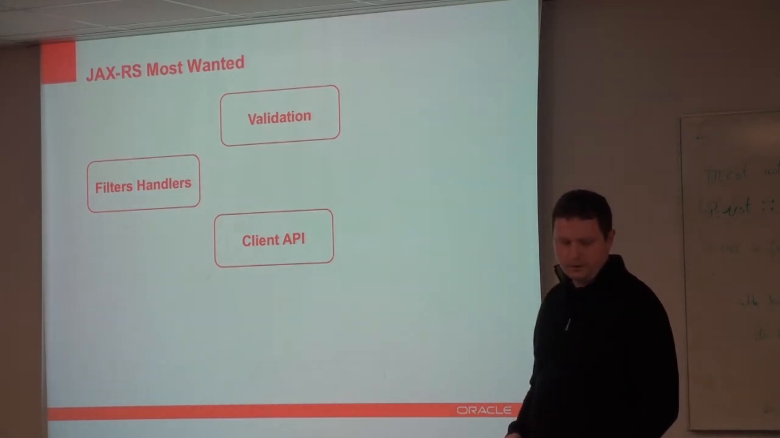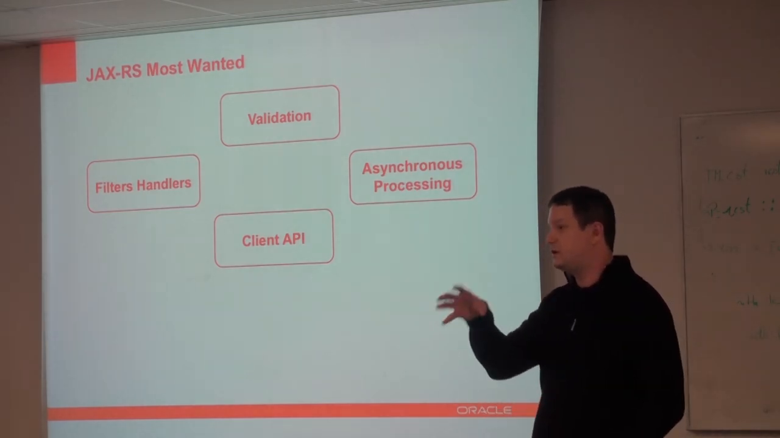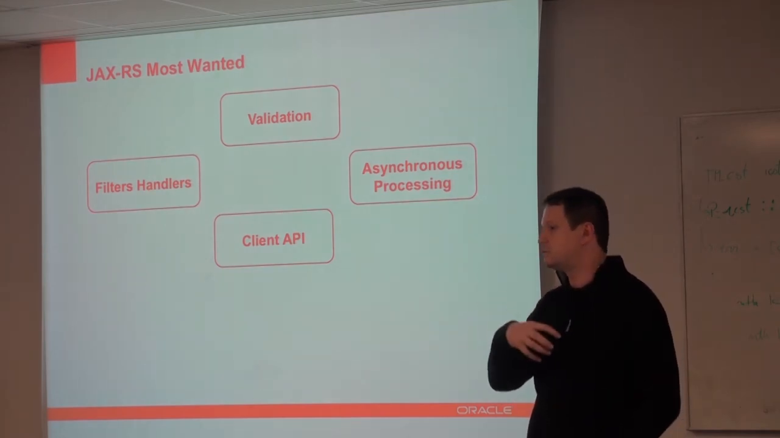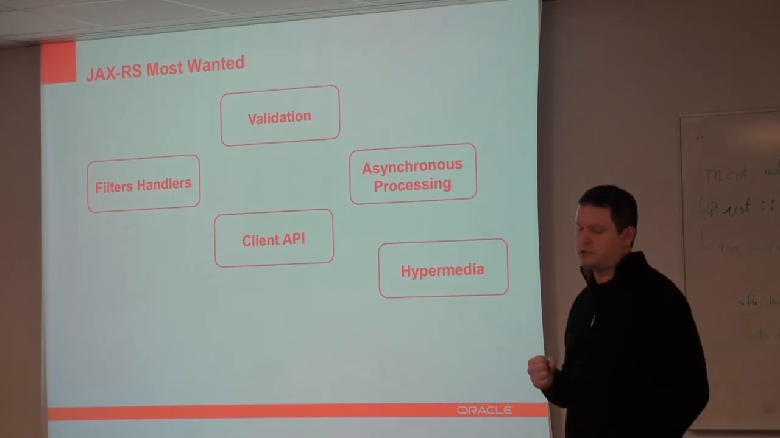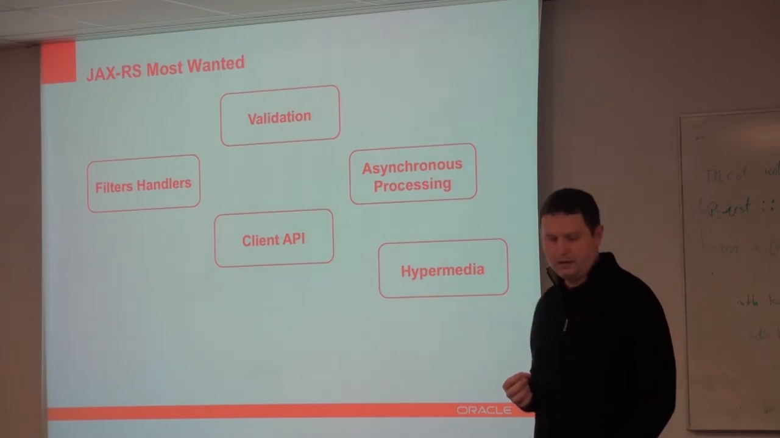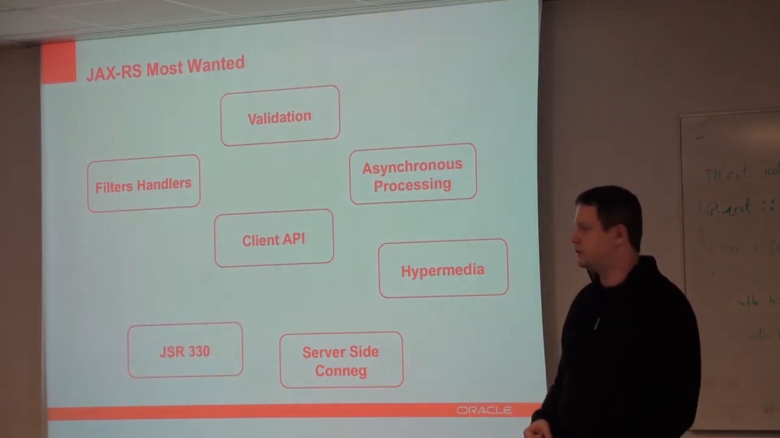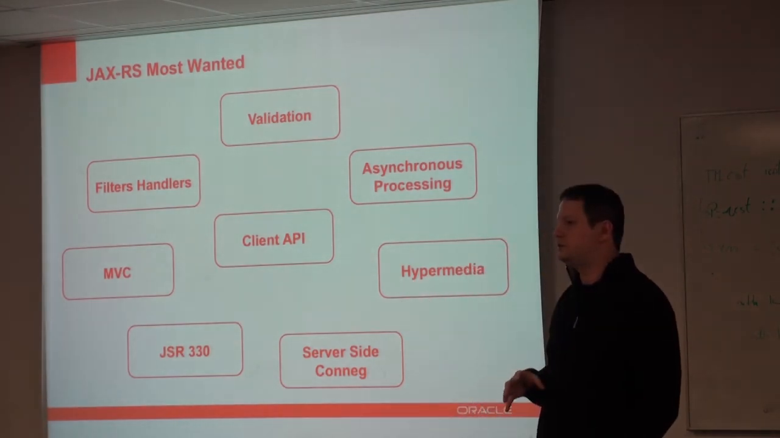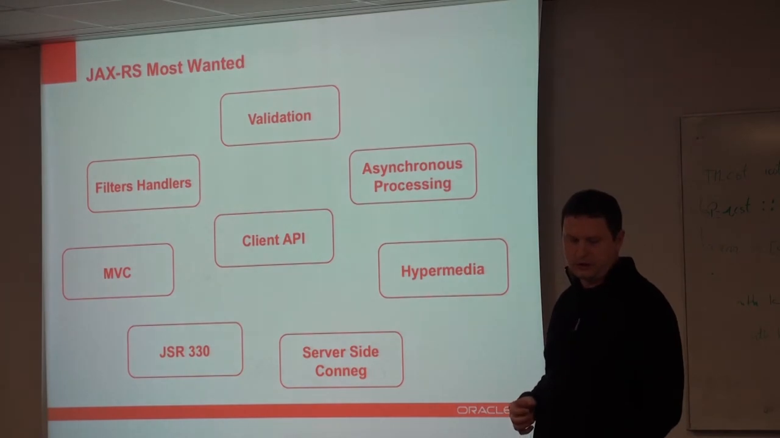Another one is asynchronous processing on the server side, so that we don't have this blocking on the server when we have blocking operations like we just saw. The hypermedia, or better support for hyperlinking, is also one of the areas where people wanted us to improve the API, as well as server-side content negotiation, JSR 330 integration, and support for MVC. Those were the main areas when we started thinking about JAX-RS 2.0 as the next major update to the API.